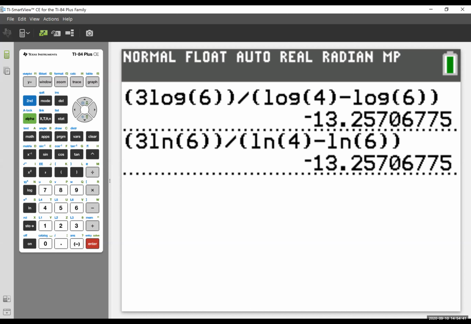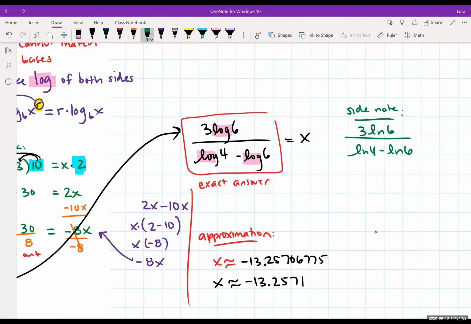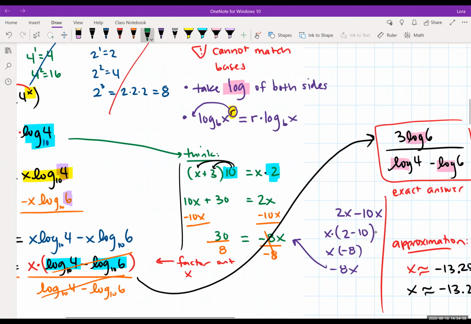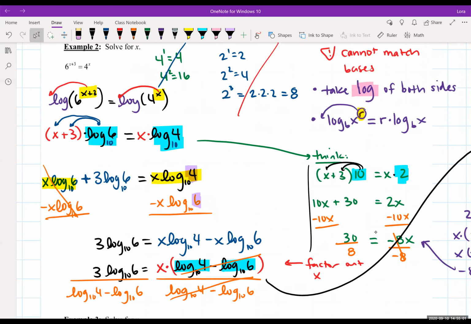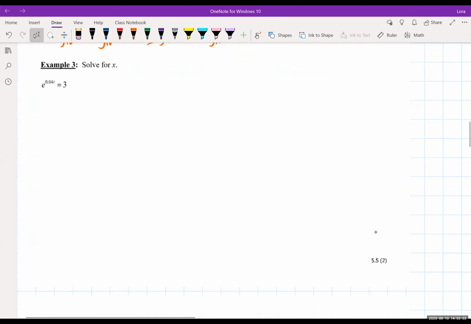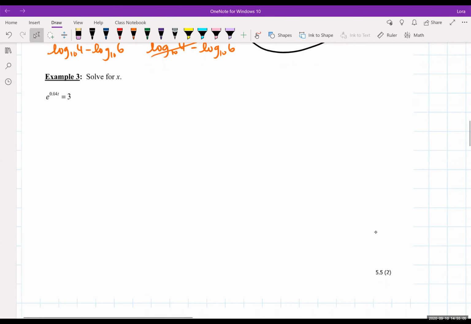So having said that, I might want to have a discussion about when it would be better to use a natural log versus a common log, I should say. So glad you asked. I'm going to move on to example 3 and show you a situation where that might be the case.